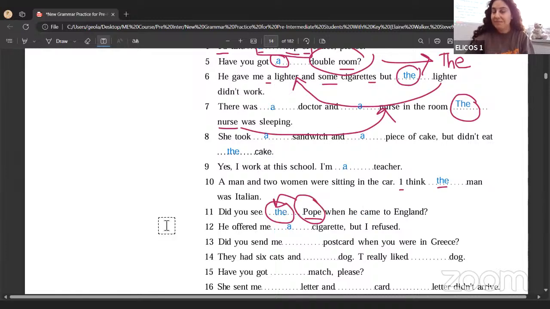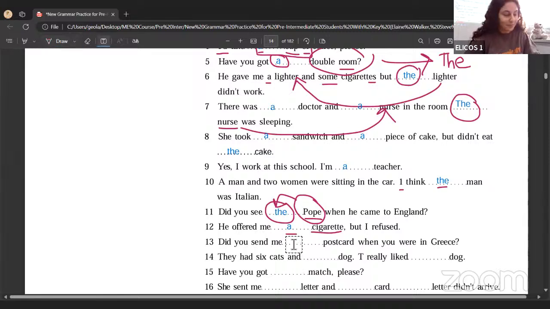Twelve. Yeah, because it's the first time I'm talking about the noun, a cigarette. So just in general, he offered me a cigarette, but I refused. Only when I say the cigarette was then given to someone else, or then I talk more about it, then I say the, but the first time, a.